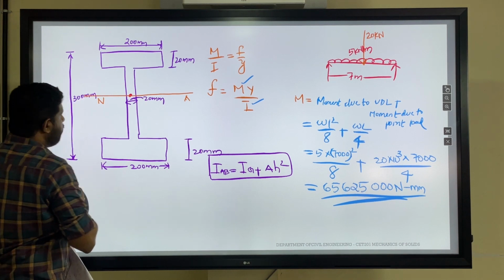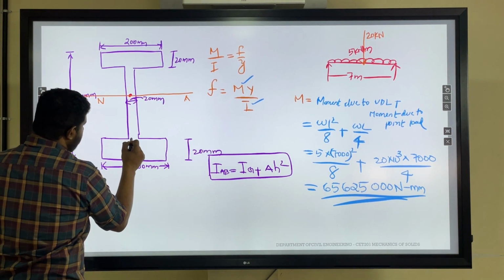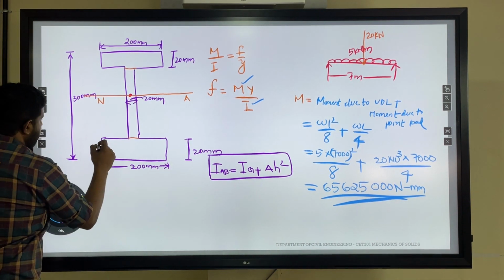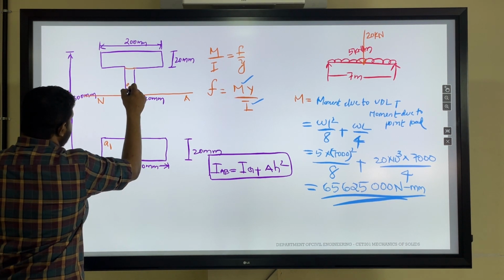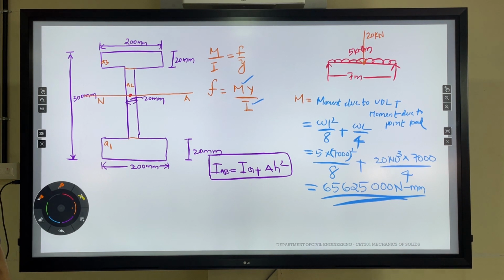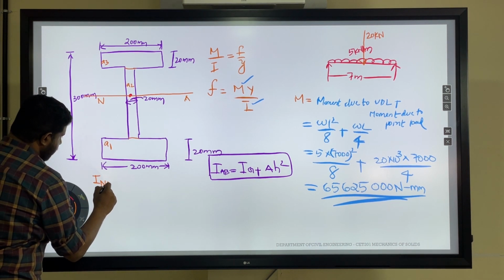Now we want to calculate the moment of inertia with respect to the neutral axis. For calculating the moment of inertia with respect to the neutral axis, we divide the given I section into three areas, A1, A2 and A3. Now, the moment of inertia about the neutral axis, I_NA.